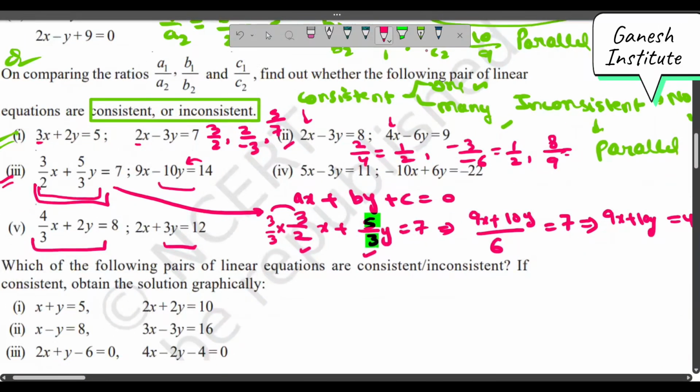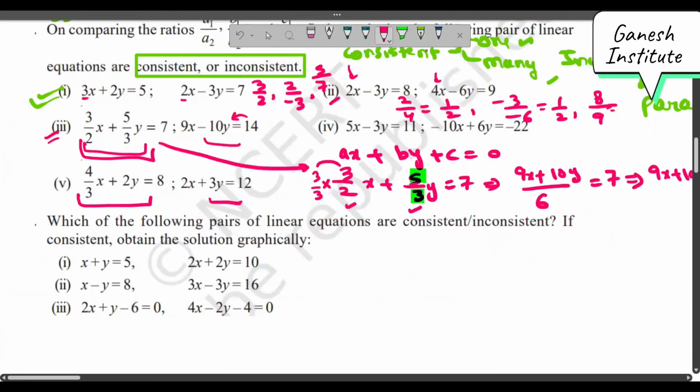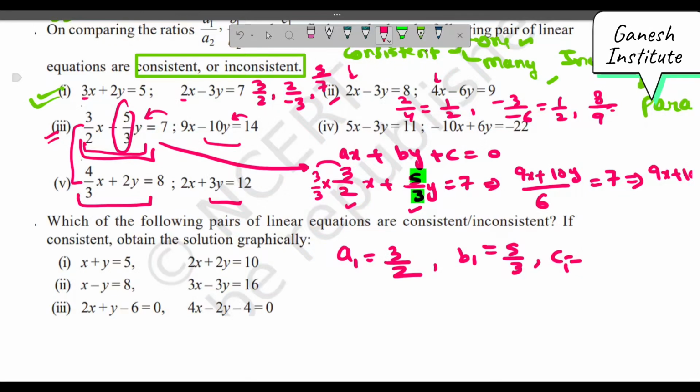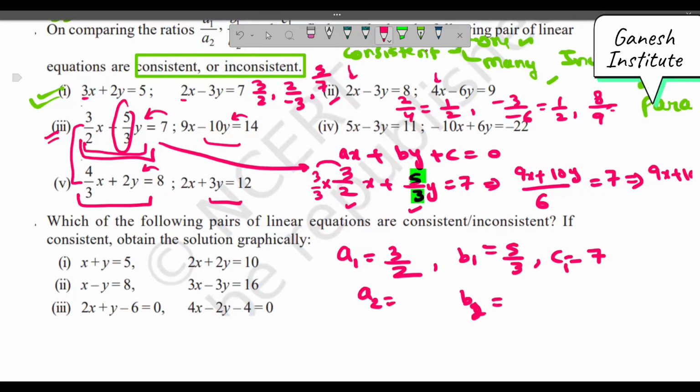The other way of doing it is directly by fractions, but there are chances of error there. So I have A1 as 3 over 2, B1 as 5 over 3, and C1, if you take it to the left hand side, it would be minus 7. But minus 7 by minus 8 is not making any change, so you can keep 7 also. Then your A2 is 4 over 3, B2 is 2, C2 is 8.